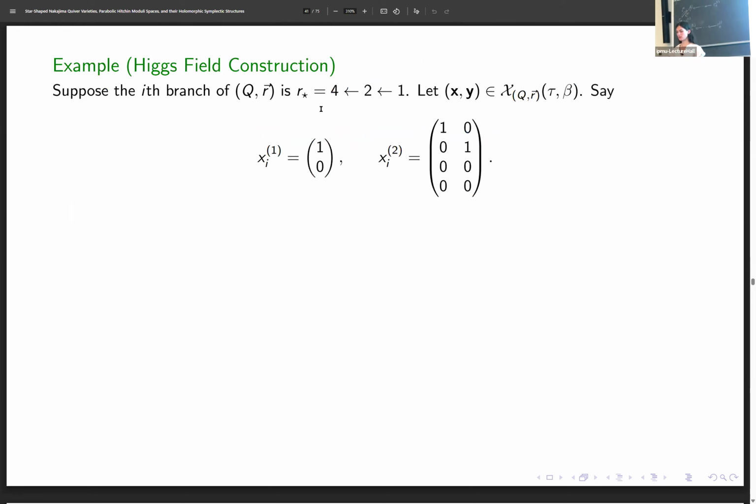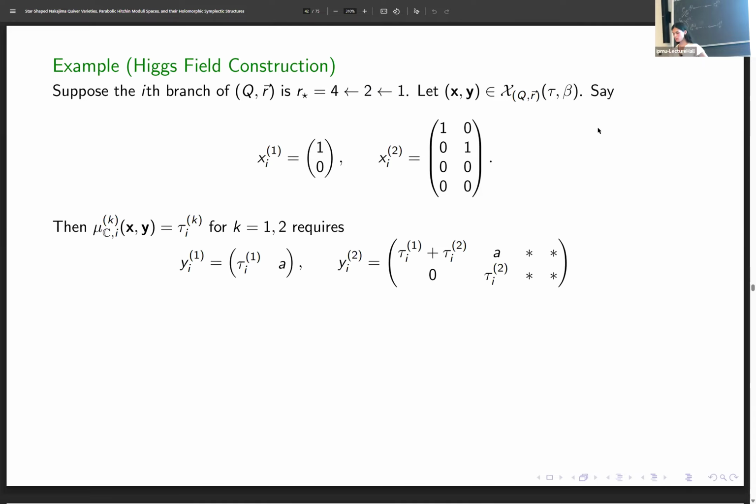So I'm going to do an example again. Once again, I'm going to assume a branch is like 4, 2, 1. And I'm going to assume I have a stable representation. Since all the x's are injective, I can choose a basis so that it looks like this, at least for one branch. And then the complex moment map equations constrain y to be like this. So you have these free entries, but the diagonal parts are constrained.